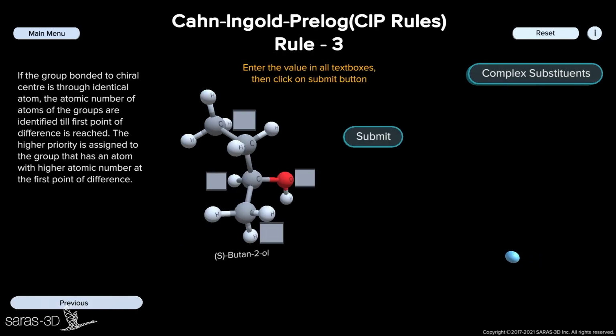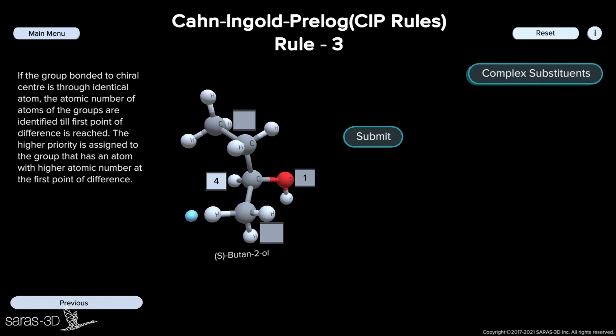Let's understand this with an example. So here we have the S-butan-2-ol. Here we have the chiral center. This is the chiral carbon. To this chiral carbon, the hydroxyl group is attached, methyl group is attached, hydrogen is attached, and ethyl group is attached. So first, the priority will be assigned to oxygen of the hydroxyl group because it has atomic number 8. Hydrogen will of course have priority 4 because its atomic number is 1.